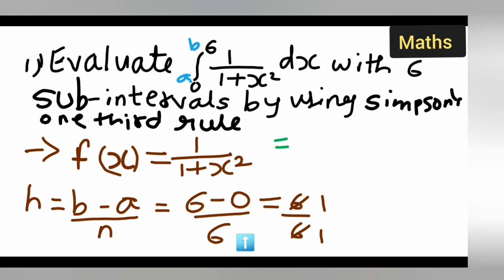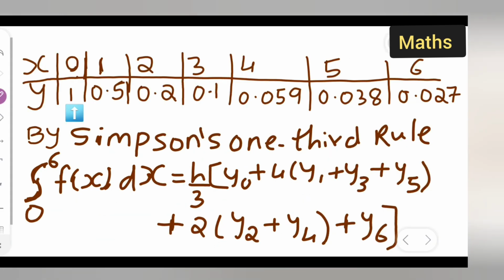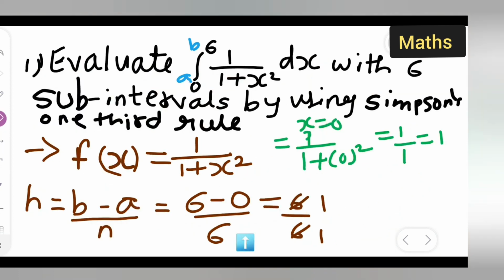If you replace x by 0, you are going to get 1 upon 1 plus 0 the whole square, which is nothing but 1 upon 1, which is nothing but 1. So this is how you get 1 over here. Then replace x by 1 and see what answer you are going to get.